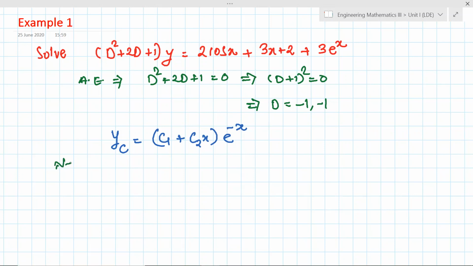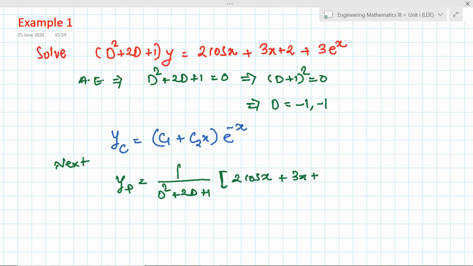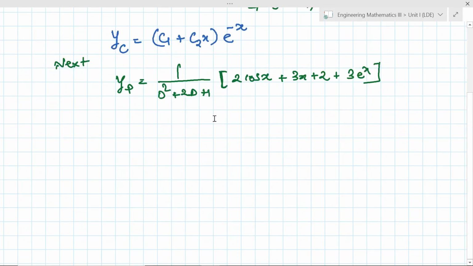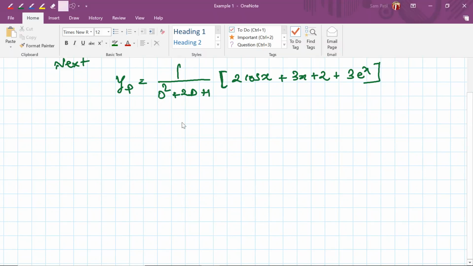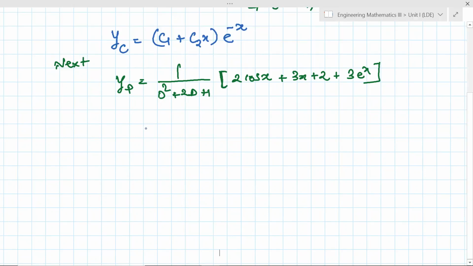Now for the particular integral. Yp is equal to 1 upon phi of D into the function. What is phi of D? It is D square plus 2D plus 1. The function is divided into three parts: 2 cos x plus 3x plus 2 plus 3 e raised to x. Just use the linearity property and separate all these things, because we don't have a combined case for them.